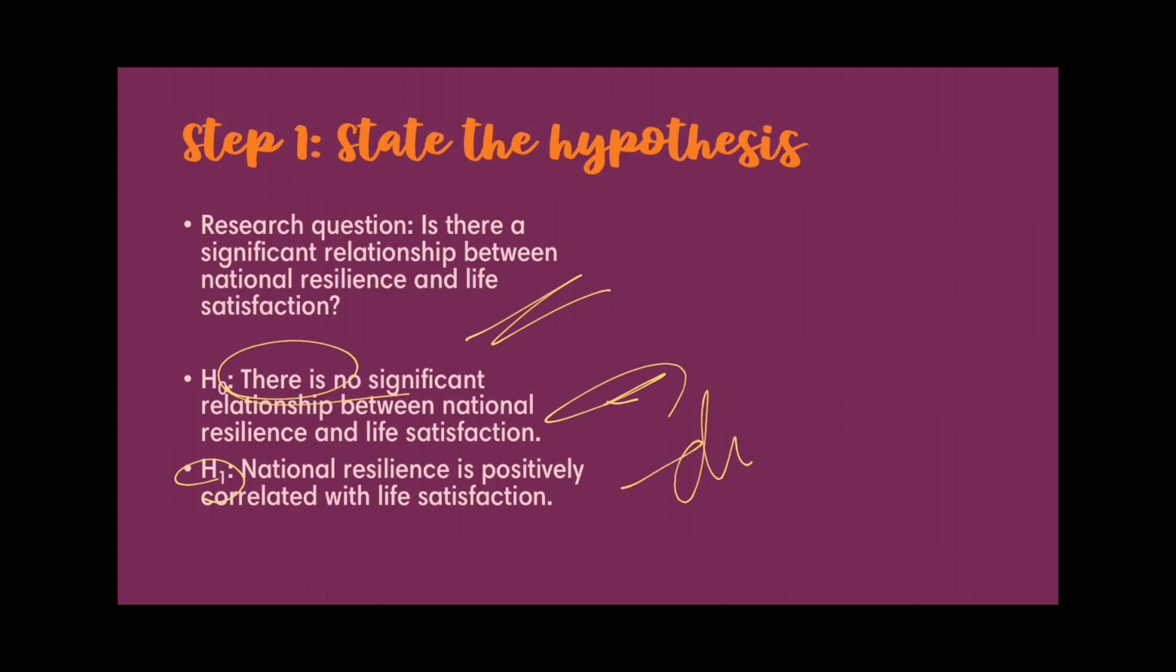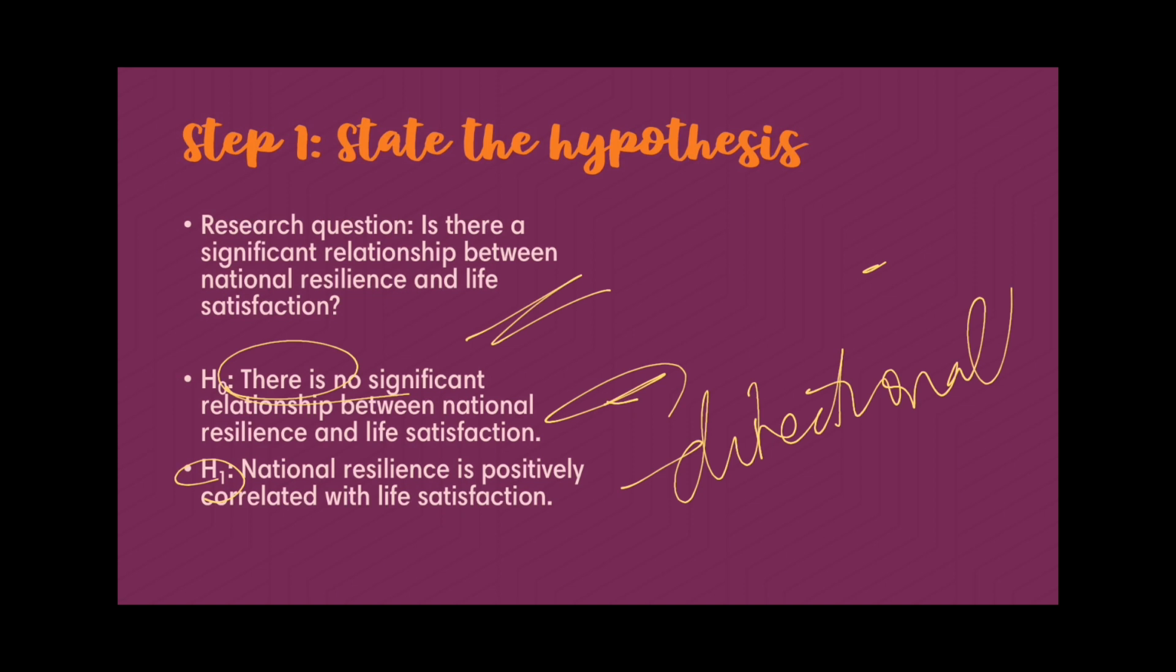So this is an example of a directional hypothesis, right? National resilience is positively correlated with life satisfaction, or higher levels of life satisfaction would be observed among those who have higher levels of national resilience. So pagka mas mataas ang perception nila ng national resilience, mas mataas ang satisfaction nila sa kanilang buhay. And I think that's theoretically plausible.